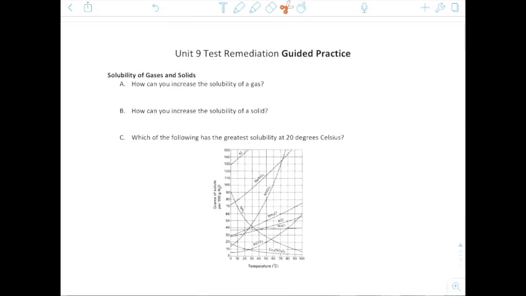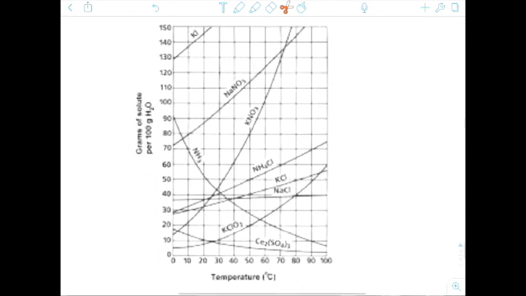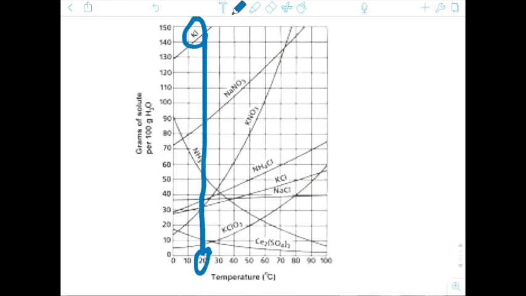Solubility of gases and solids. It says how can you increase the solubility of a gas? You lower the temperature. How can you increase the solubility of a solid? You increase the temperature. And which of the following has the greatest solubility at 20 degrees Celsius? So what we do is we take it, there's 20 degrees right there, go up, and we see that potassium iodide has the greatest solubility.